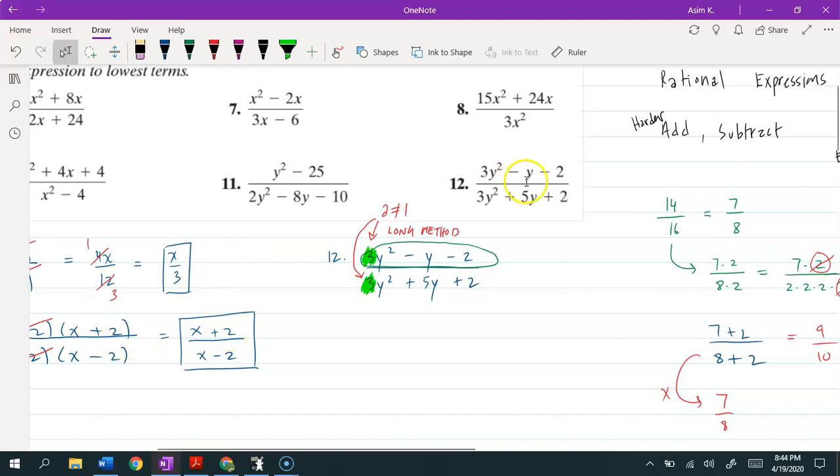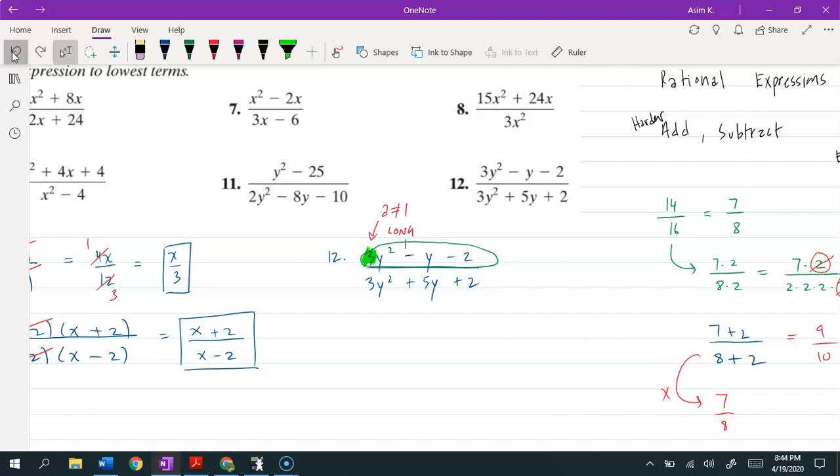Remember, these things are not being multiplied to one another. These 3 things are being added and subtracted to one another, so you can't do something like that. Okay, now let's go ahead and factorize the top first. The top, let's make it clear just so you can see what's actually there.